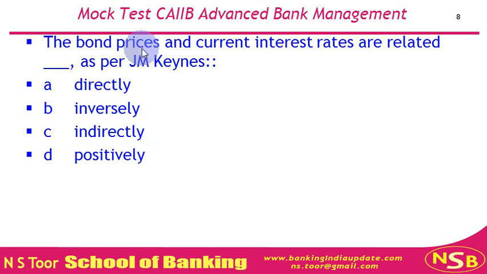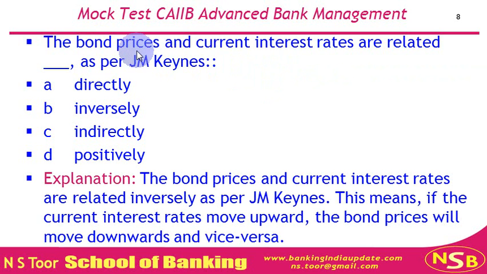Friends, bond prices and current interest rates are related to each other in opposite order, that is inversely. Whenever the current interest rate increases, the bond prices decrease. And whenever current interest rates decrease, the bond prices increase. So the relationship is an inverse relationship. This means if the current interest rate moves upwards, the bond price will move downward and vice versa.